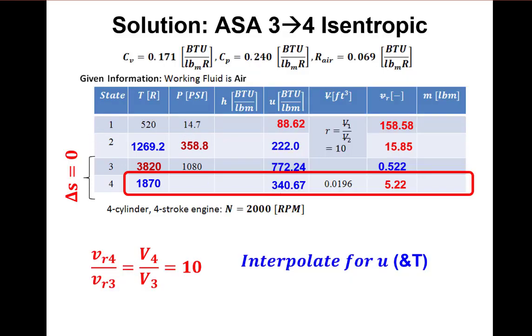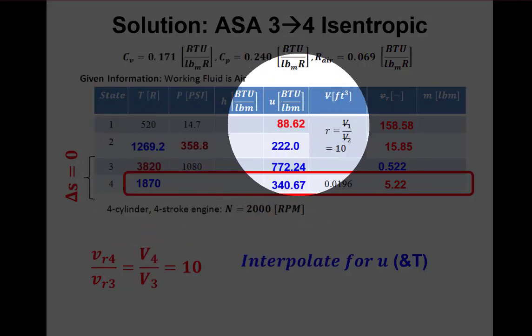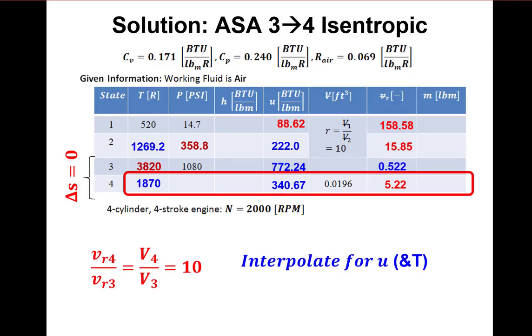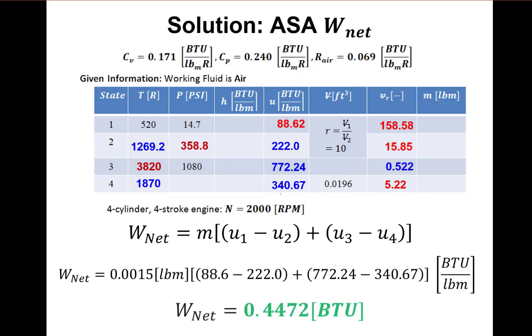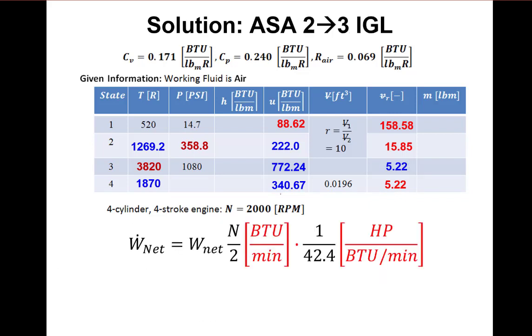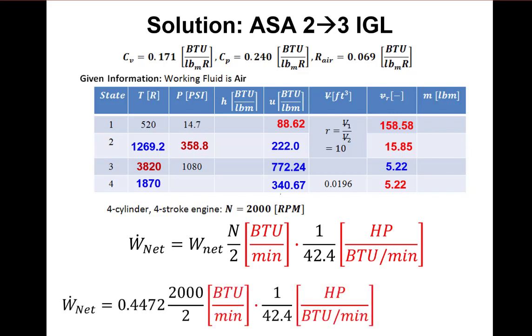Because at this point, I have all my values of U, and that's what I was doing this analysis for, right? So now I can put all this together and get a value for the net work. And then once I have the net work, I can put that in my equation for power. And in this case, I got that this particular engine gave me 10.5 horsepower.